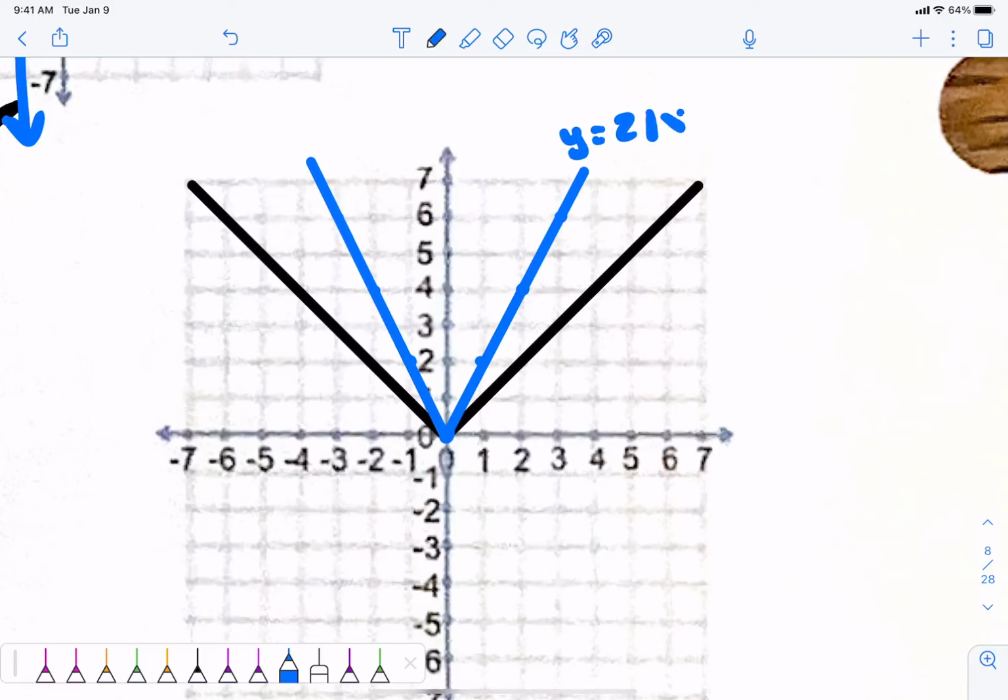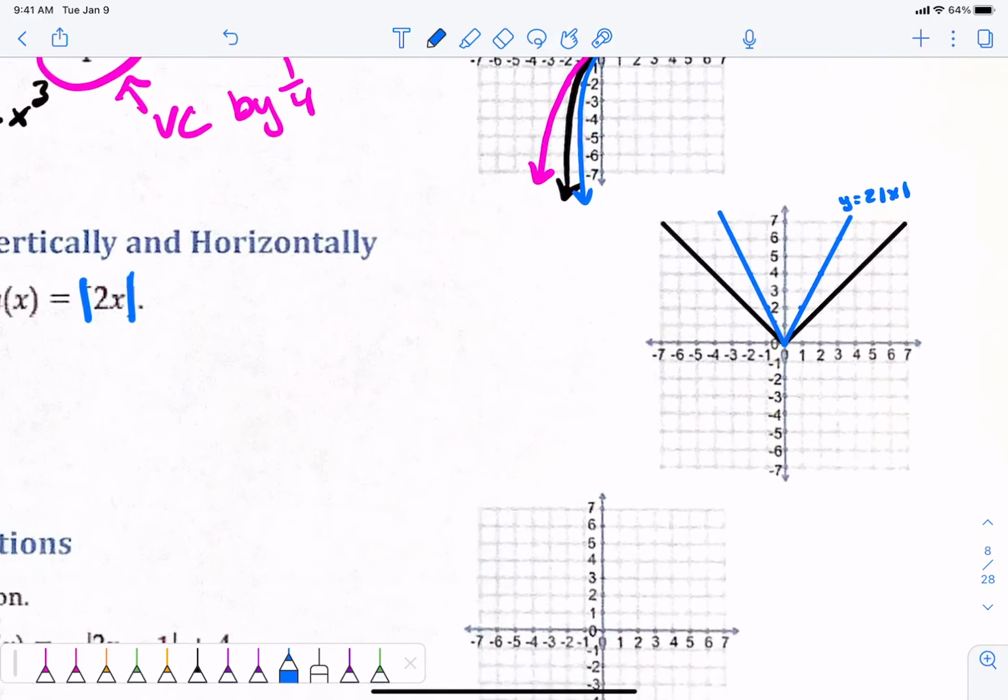That is what y equals 2 absolute value of x looks like. Okay, good? Yes.